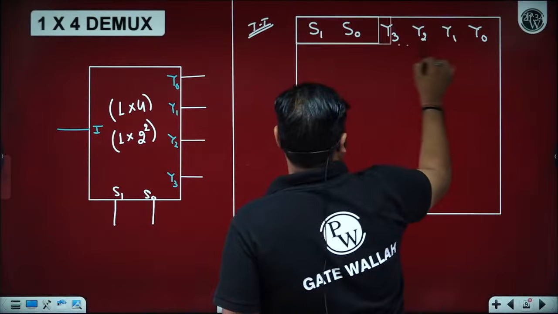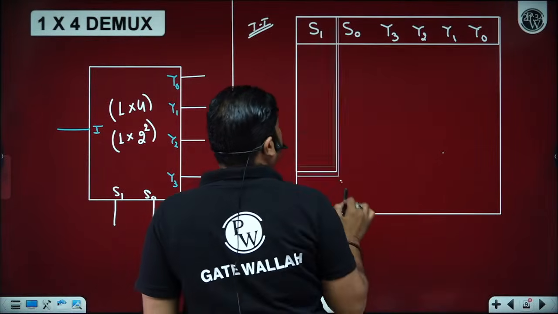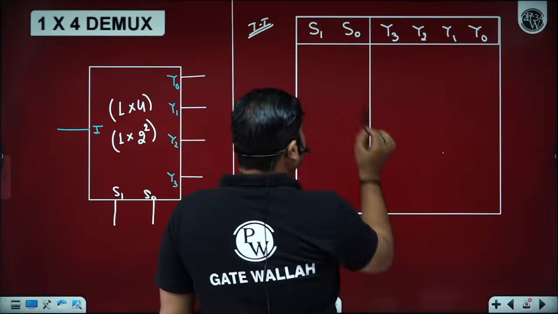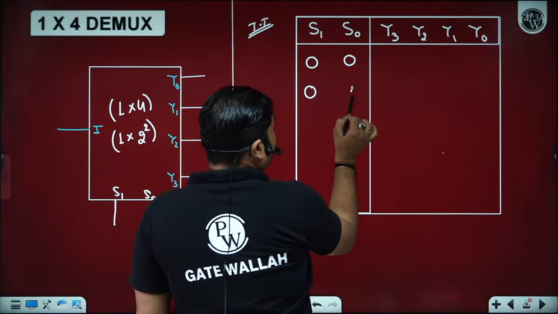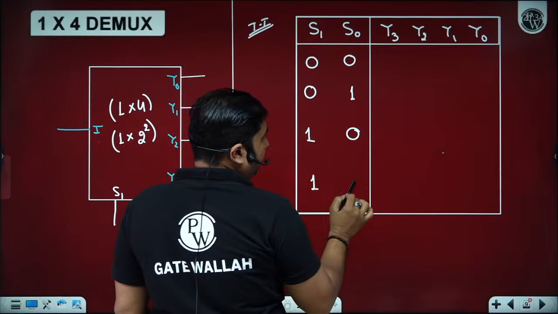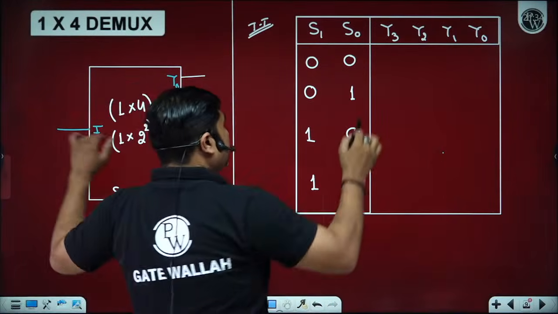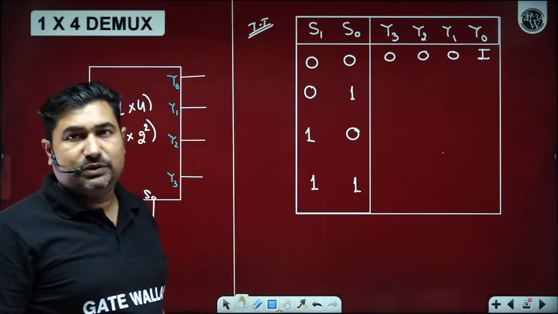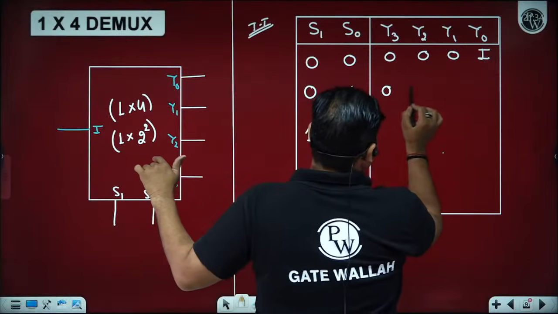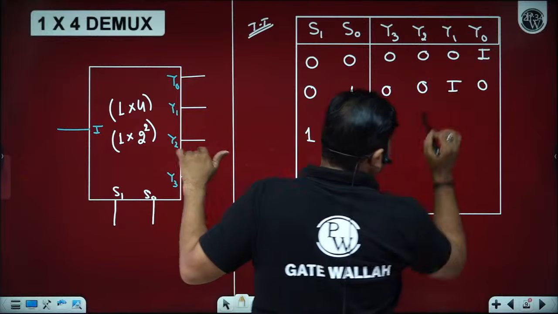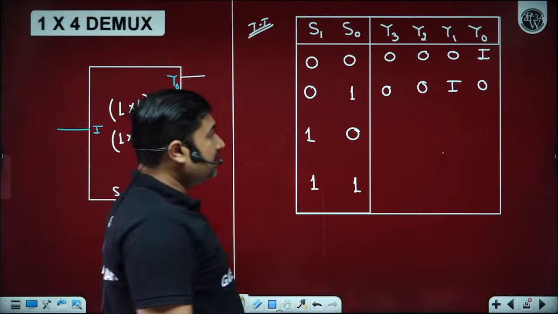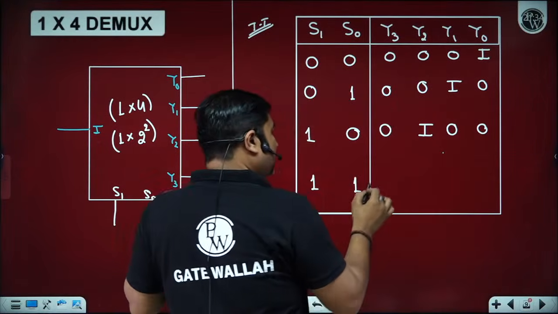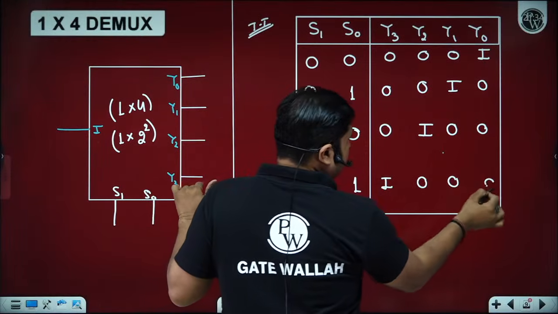Sir, with the 2 select lines, we have a total of 4 possibilities, and you want the input to be transferred to one of the outputs depending upon the select lines. So we have either both low, any one of them high, or both high. If we talk about 0, 0, then definitely input I is to be transferred to the output Y0. At that time, all the other outputs are 0. In the same way, for 0, 1, you want the information given at the input to be transferred to the Y1 pin. In the same way, information I is transferred to the Y2 pin, and information I is transferred to the Y3 pin.